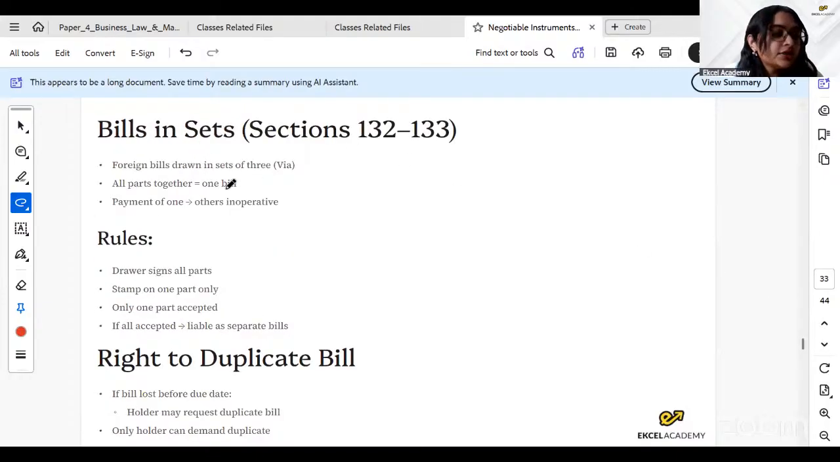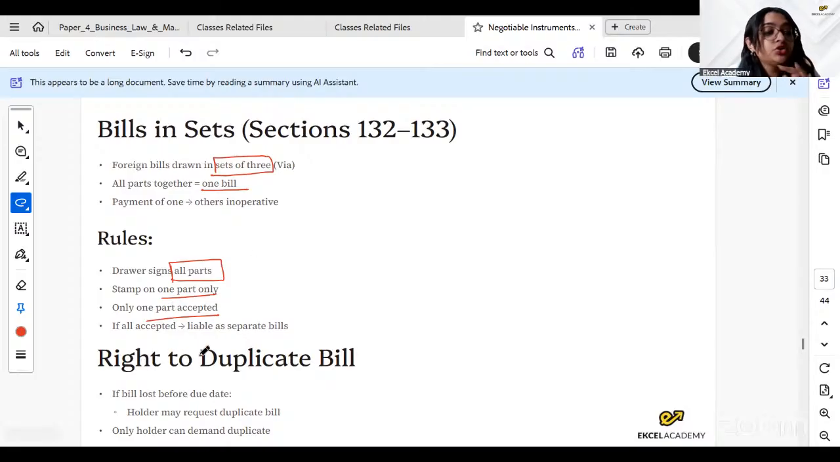Last topic for today, given the time constraints that we have, is your bill in set. These are basically foreign bills drawn in sets of three. All parts together are one bill. Payment of one, others become inoperative. The rules are that the drawer signs on all three parts. Stamp is on one part that is accepted. Why? Because if all become accepted, they will become separate bills.